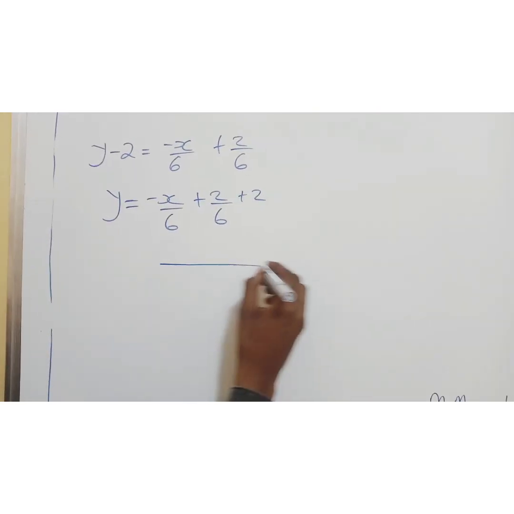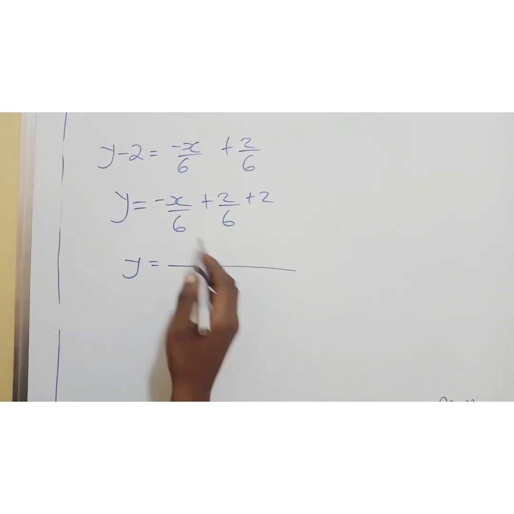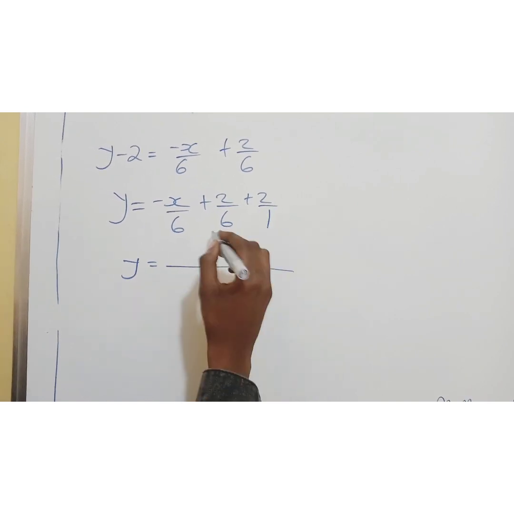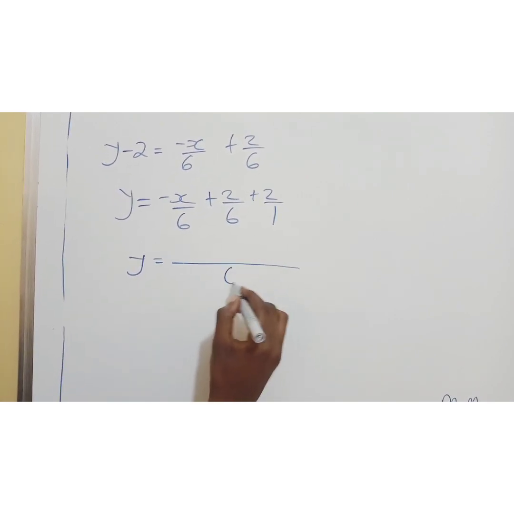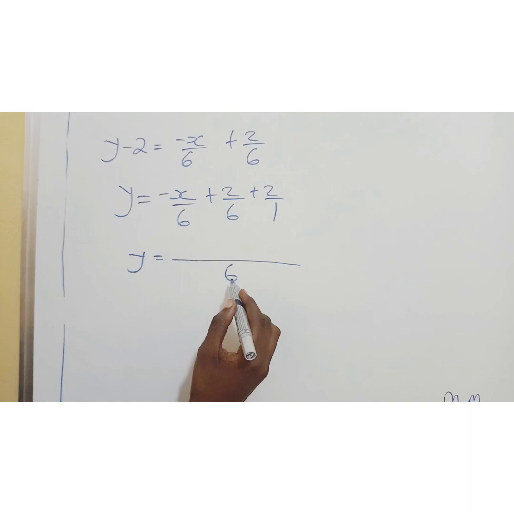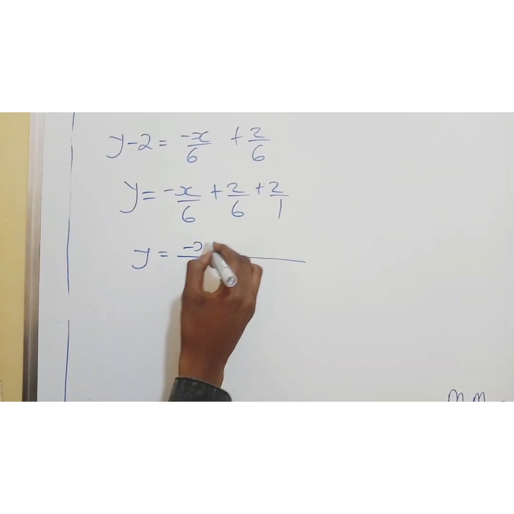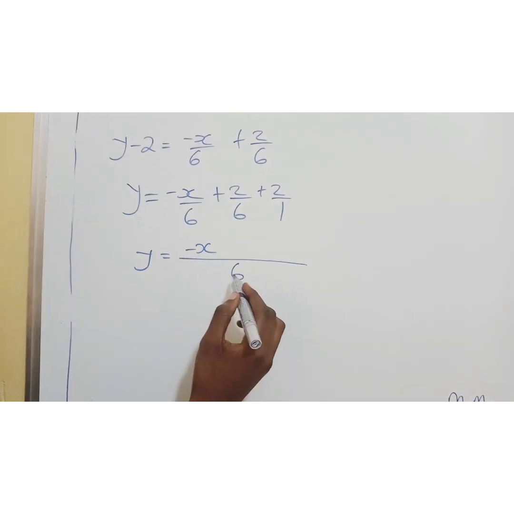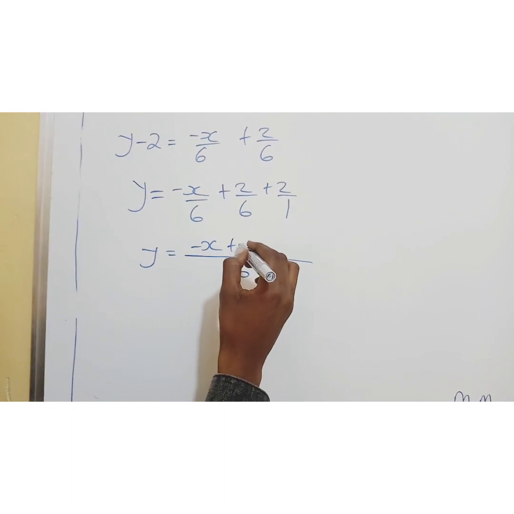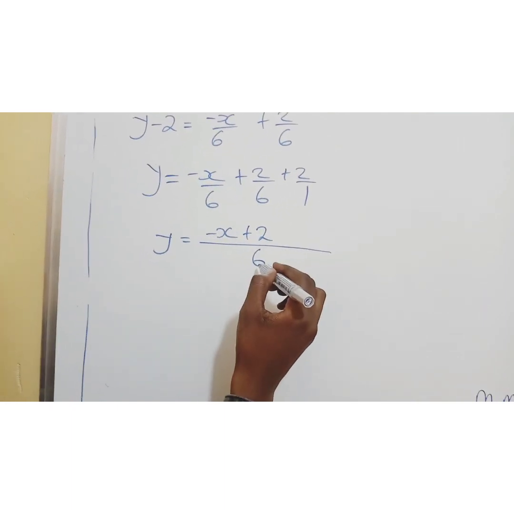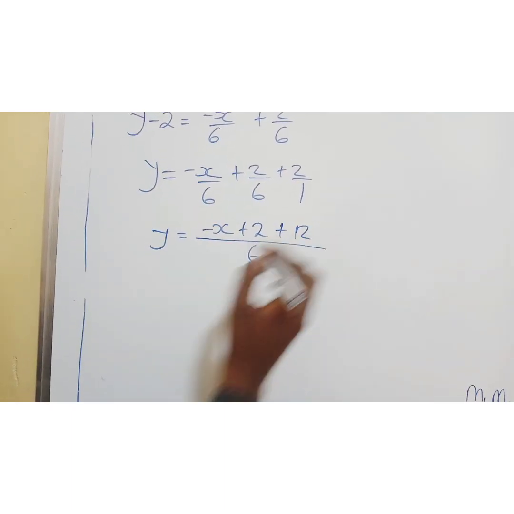So we find what's common here. y is equal to, introduce a 1 because it's a fraction. What's common here is 6. 6 into 6, 1 times negative x, it's negative x. 6 into 6, 1 times 2, it's plus 2. 1 into 6, 6. 6 times 2 is 12.